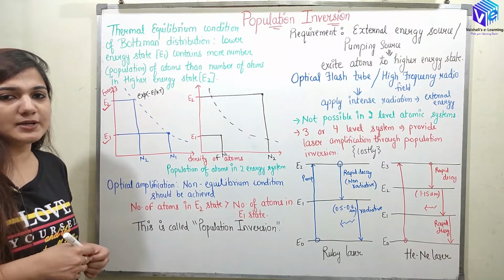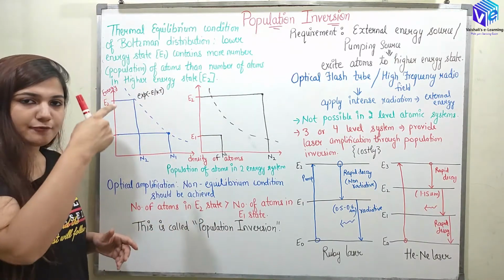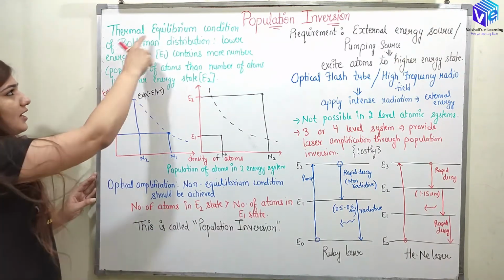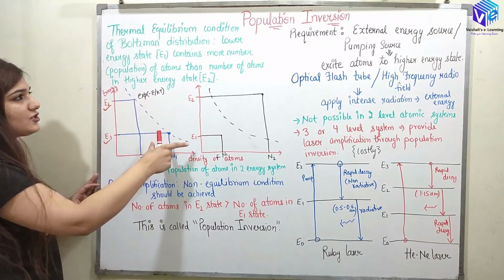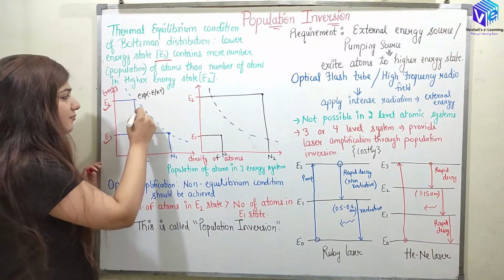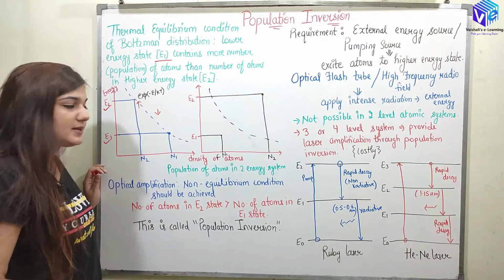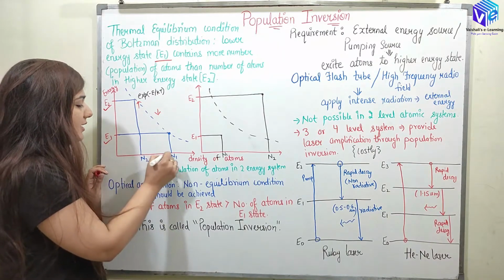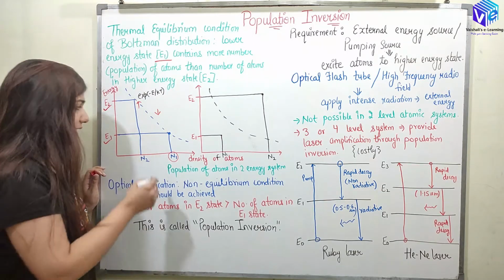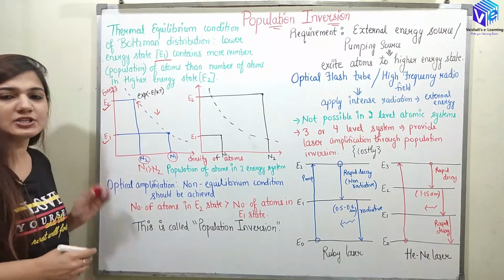Now what happens in the equilibrium condition? The rate of movement of the atoms in the upward direction is equal to the rate of movement of the atoms in the downward direction. This is a thermal equilibrium condition, which is represented by the Boltzmann distribution. Here is the lower energy state E1. N1 represents the number of atoms, or the population of atoms, in the lower energy level. So you can see N1 is greater than N2 to achieve the equilibrium condition.